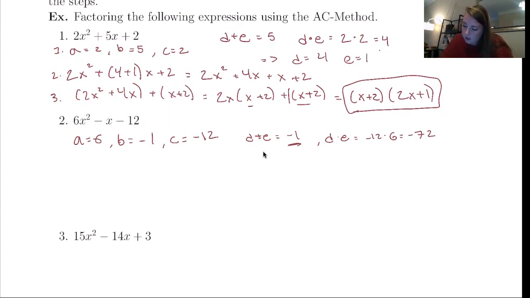So 72 divided by 2 is 36. 2 and 36, very far away. If I add those together, it's nowhere near -1. So we need to think of closer factors.